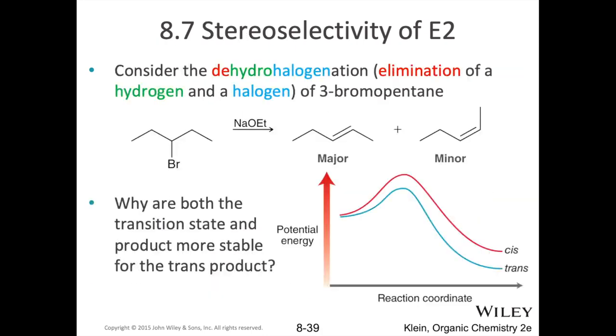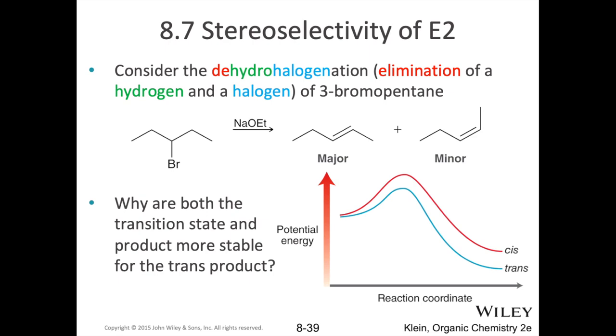Let's also consider stereoselectivity of elimination reactions. We just talked about regioselectivity, so we talked about where the double bond's located. We're now going to talk about the orientation in space of that double bond. Do we basically get a cis or trans product?